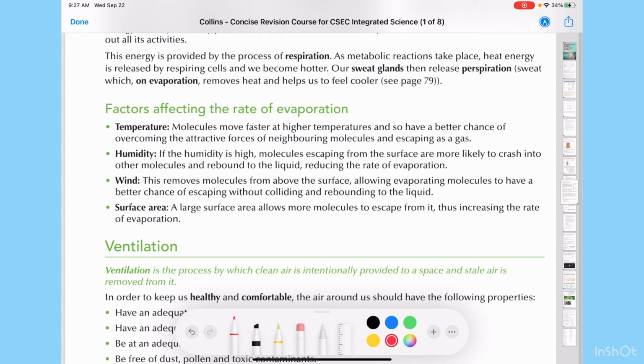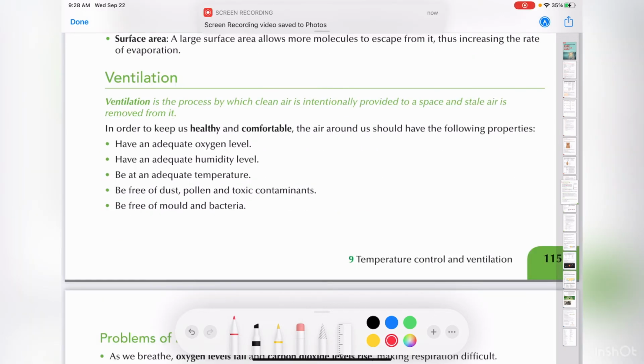And the last thing is surface area. Remember, in the beginning, I told you that evaporation only happens at the surface of a liquid. So the larger the surface area, the higher the rate of evaporation will be, because there's a larger surface where the molecules are exposed. So a large surface area allows more molecules to escape from it, thus increasing the rate of evaporation.